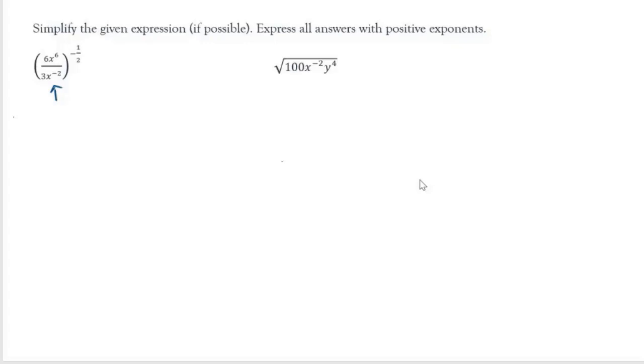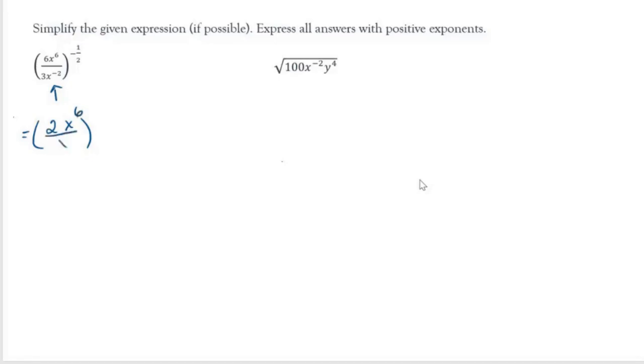Okay, I've got some numbers, 6 and 3, and some x's, x to the power of 6 in the numerator, and x raised to the power of negative 2 in the denominator. Maybe you look at it this way. 6 divided by 3 is 2, so there's a 2 left in the numerator.